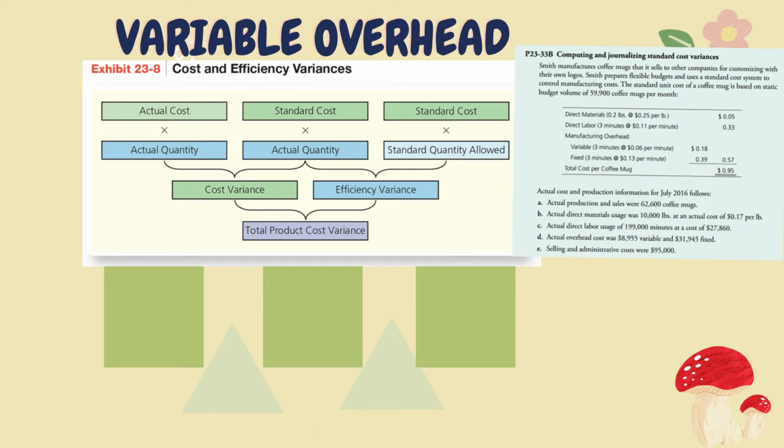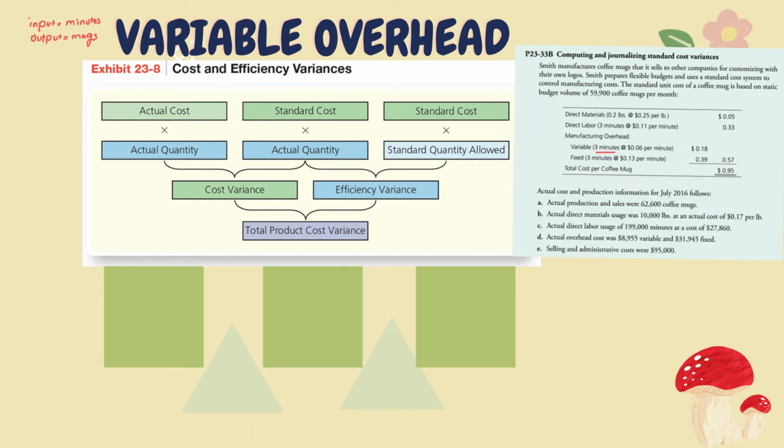Variable overhead. So I'm gonna use the same chart that I use for direct materials and direct labor. Again, you need to check what's the input, what's the output. For variable overhead, as you can see here, it's minutes. Okay, so the input will be similar to the direct labor. It's gonna be minutes. And for the output, again, I'm making mugs. So this is my output.